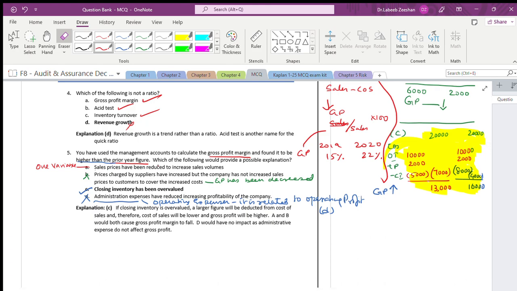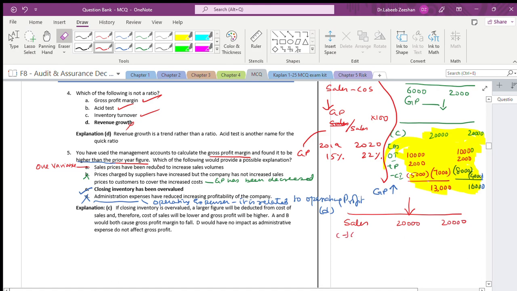Now I will write it like this. Continuation to this, you have the sales of 20,000. You have the cost of sales. How much is the cost of sales? This is the right one, 7,000. But how much have you shown here? We have shown overvaluation. Sorry, we have shown less cost of sales. Is it right? We have shown less.